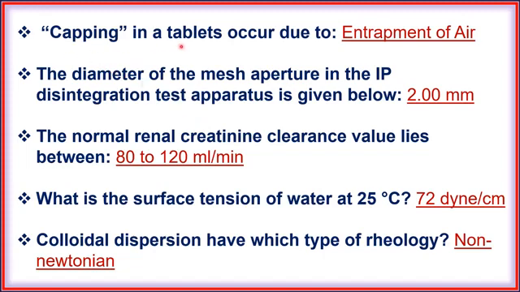Next, capping in a tablet occurs due to entrapment of air. Next, the diameter of the mesh aperture in the IP disintegration test apparatus is given below 2 mm. Next, the normal renal creatinine clearance value lies between 80 to 120 ml per minute. Next, what is the surface tension of water at 25 degrees centigrade? 72 dyne per centimeter.